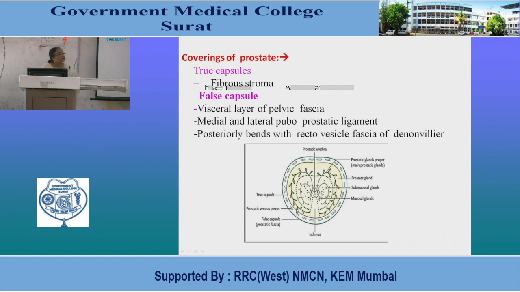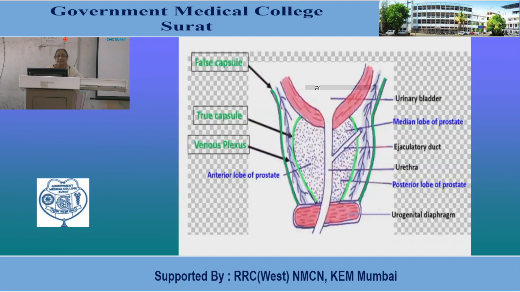So that is the surgical aspect, and that one is important. When we do the removal of the prostate gland during the prostatectomy, we have to take care about the prostatic venous plexus, because it lies between the true and the false capsule respectively. You can see again the diagram with the true capsule and false capsule. Here you can see the venous plexus between the true capsule and the false capsule.